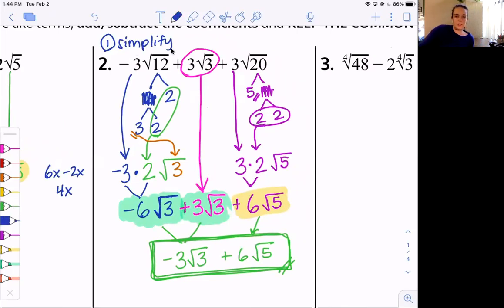Right, so in our steps, we did our simplify step. We broke everything down, and we got it to this part here. And then in our second step, we combined like terms. So same steps, even though it was a little more complicated, the same steps.